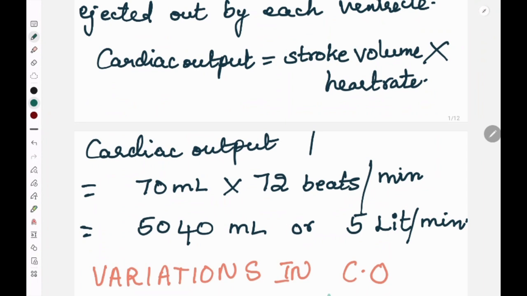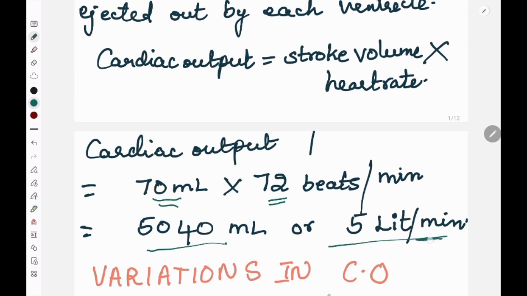Then how do we calculate the cardiac output? What is the formula to calculate the cardiac output? It is nothing but stroke volume multiplied by heart rate. This is about the cardiac output. So how much is the stroke volume? It is about 70 ml, and heart rate we know very well, it is about 72 beats per minute, and hence the cardiac output will be the multiplication of both the values. By that we'll be getting 5040 ml, or it is also called 5 liters per minute.